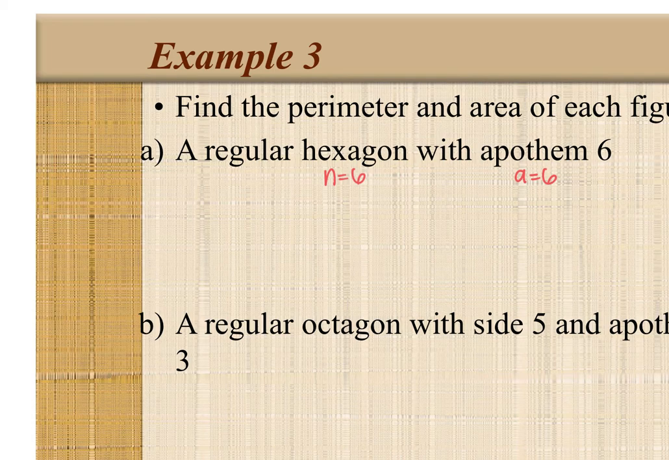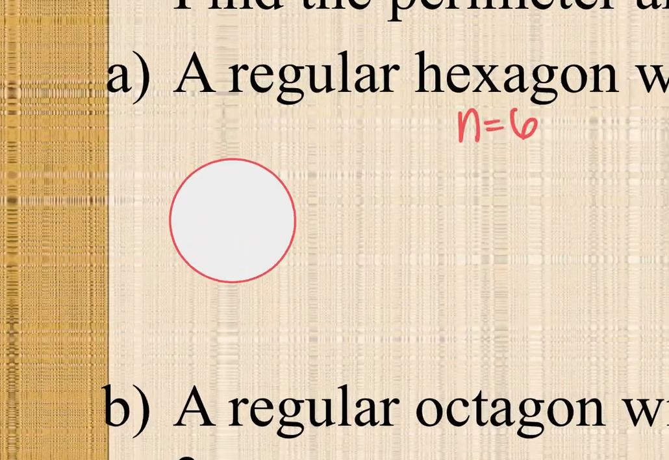Why is the apothem 6? What do you mean, why is the apothem 6? Because the apothem is the number of sides. What's that? How did you... So that's why we have to draw a picture, okay?